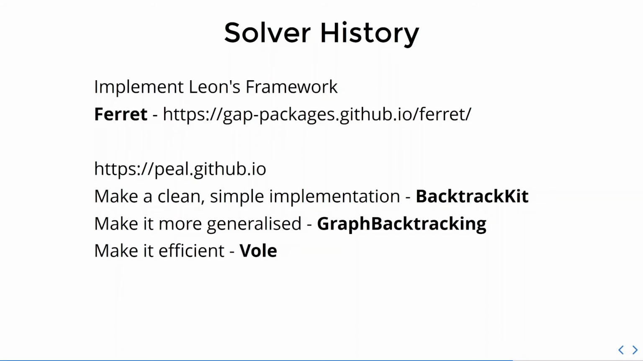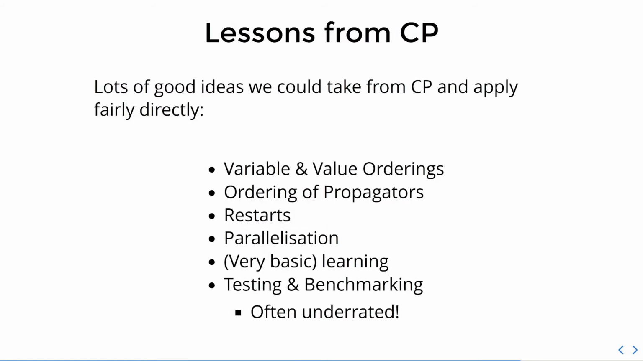So what did we take from constraint programming? First of all, while there was some work on variable and value orderings in Leon's paper, we could do much better. We could think about how you order the propagators or refiners. We added restarts, we added some parallelization, we added very basic learning so far. We did much more testing and benchmarking. This is an often underrated thing, I think, in other areas.